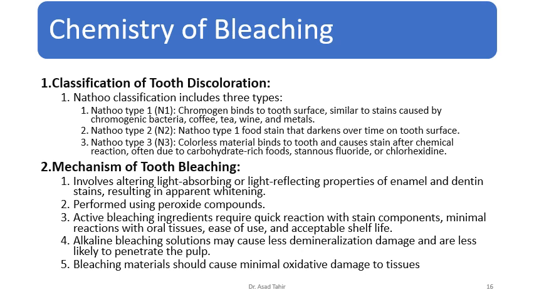stannous fluoride, or chlorhexidine. The mechanism of tooth bleaching involves altering the light-reflecting properties of enamel and dentin stains, resulting in apparent whitening. It is performed using peroxide compounds. Active bleaching ingredients require quick reaction with stain components, minimal reactions with oral tissues, ease of use, and acceptable shelf life. Alkaline bleach solutions may cause less demineralization damage and are less likely to penetrate the pulp. Bleaching materials should cause minimal oxidative damage to tissues.